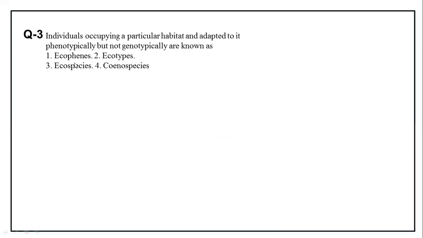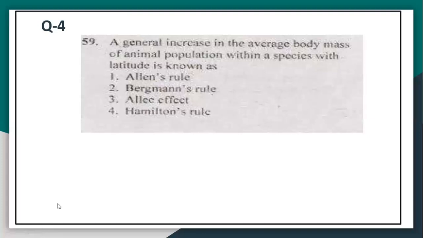Individuals occupy a particular habitat and are adapted to it phenotypically but not genotypically, are known as what? If an individual species occupies a particular habitat, it will be ecophenes. Ecophenes are adapted phenotypically, not genotypically. So, next question.